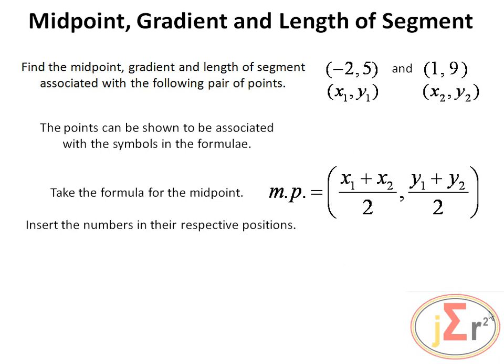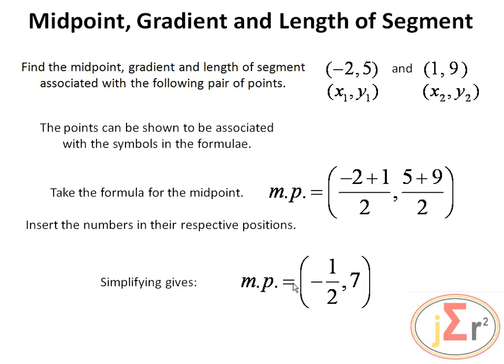Now that we know where the numbers are supposed to be placed in the formulae, let us go straight ahead and do that. Well, the rest of it is simple arithmetic. We are going to do negative 2 plus 1, and that is going to be negative 1. And also 5 plus 9 is 14, and we're going to divide by 2. So let's do that. So the midpoint turns out to be negative 1/2 and 7.